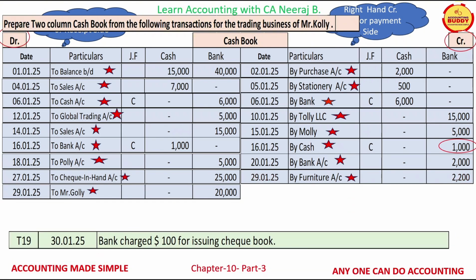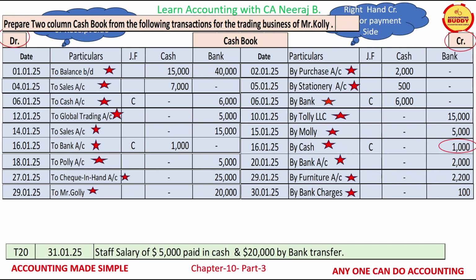Transaction number 19 is on 30th of January 25, bank charged $100 for issuing a checkbook. Since this transaction will reduce the bank balance, it will be recorded in the bank column on the right hand credit side of the cash book for $100 on 30th of January 25 by writing the words by bank charges account.